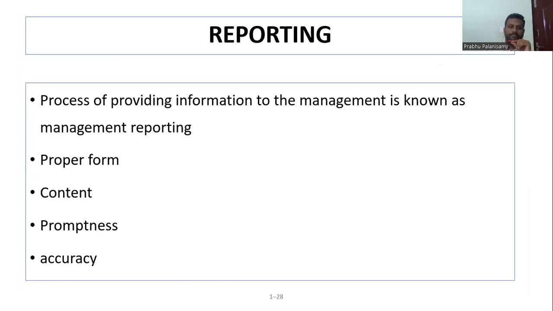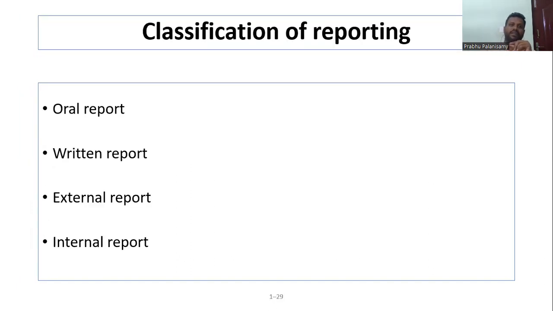And the last is reporting. Reporting is very important. Providing information on progress to the management is known as management reporting. It needs proper form, content, promptness, and accuracy. We may have a daily report, weekly report, monthly report, or yearly report. This covers the whole of the projects, or single individuals to be converted into the whole. The classification of reporting: oral, written, external, internal. These are all reports based on the situation and the need. For example, if anything has to be passed on, it can be done orally or in writing. Written reports can be given to all kinds of people, and external and internal reporting is done for any kind of work.